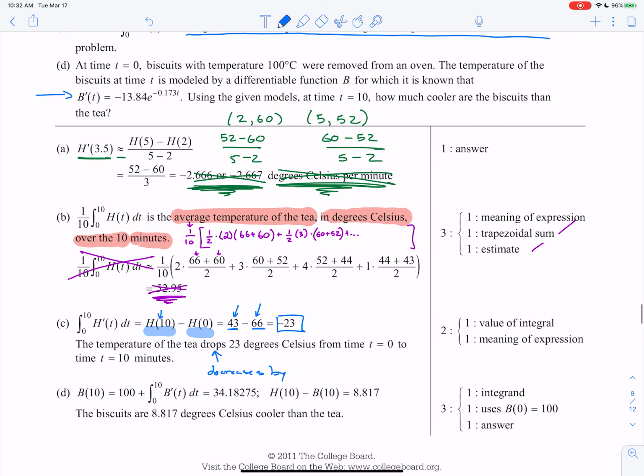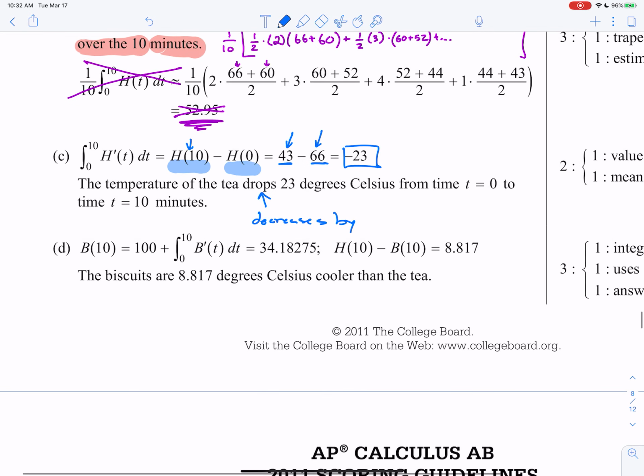So what you have to do is set up an integral. We're going to go from 0 because we're given that at t equals 0, the biscuit is at 100 degrees. So you always start your integral with where you're given, okay? And we're going to go all the way up to where we're interested in. In this case, it's 10, okay? We want to integrate b prime of t to see how much has accumulated, okay? But we have to consider what the temperature of that biscuit was at the very beginning, which is why we add in the initial temperature, okay?